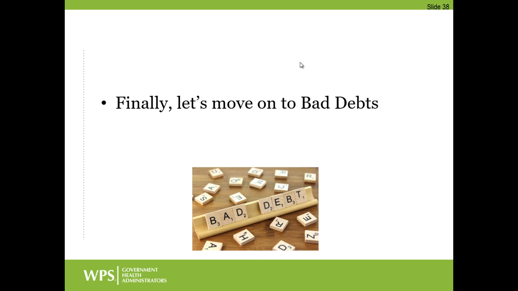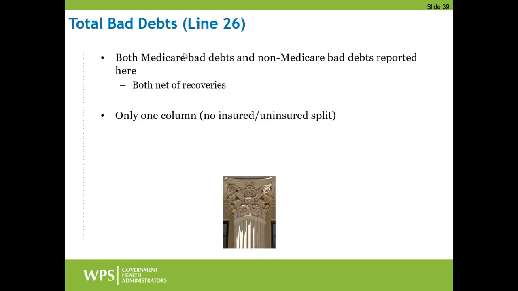And finally, we move on to bad debts. And remember, we're dealing with total bad debts at this point. Both Medicare and non-Medicare bad debts have to be reported net of recoveries. So any subsequent year payment that's made has to be netted against that year's bad debts. So only one column. There is no insured or uninsured split there.